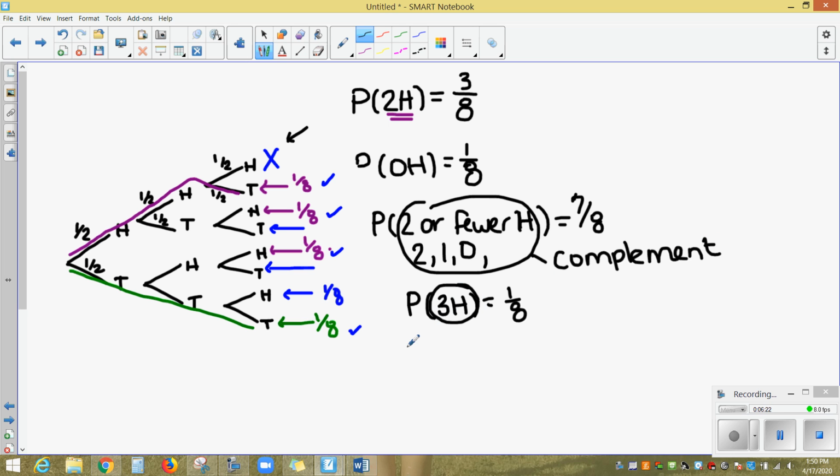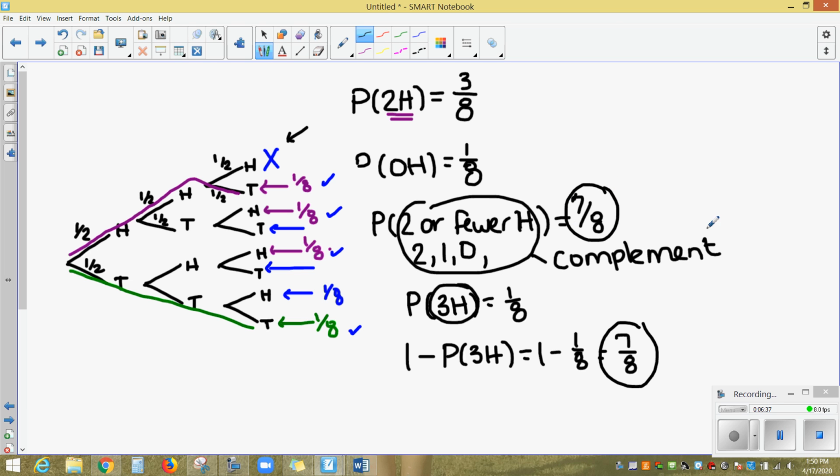And so if I want to take 1 minus the probability of getting 3 heads, sometimes it's easier and shorter for me to find the complement of the event, and then I can subtract that probability from 1. I'll still find out there's a 7/8 chance of getting 2 or fewer heads.